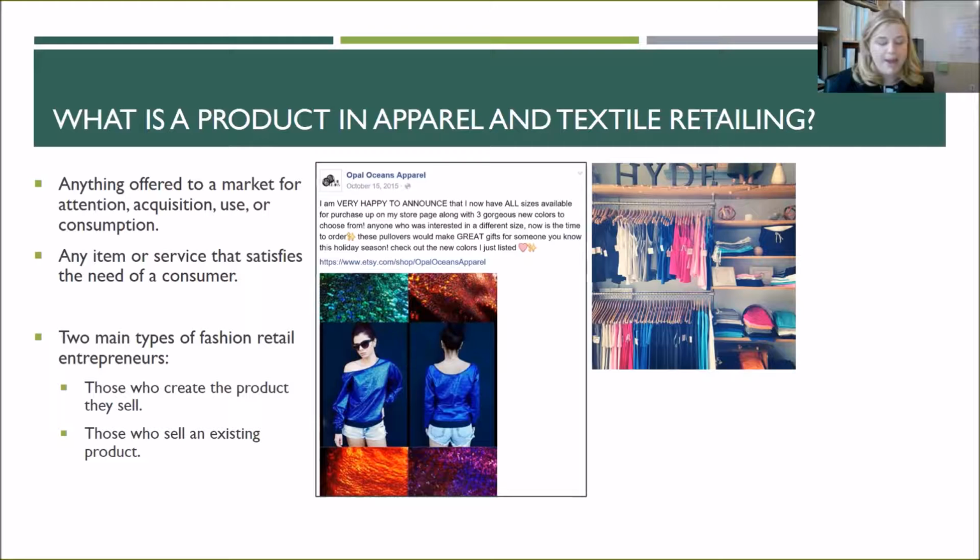So there's two main types of apparel, textile, fashion, retailing. And I know that there are several of you who are interested in opening some type of store or retail concept in the future as part of your career. And so one of the things that I'll be doing is orienting not only to the larger retail industry, but also how do you start a concept that you want to move forward with. So I will cover those both as much as possible. So there's always going to be in retail those companies or entrepreneurs that create the product they sell. And then there are those who sell an existing product.